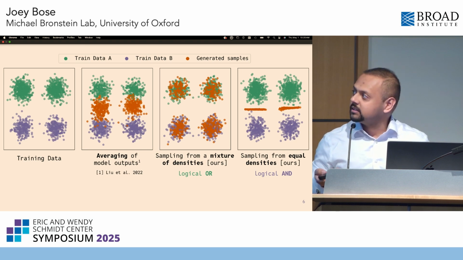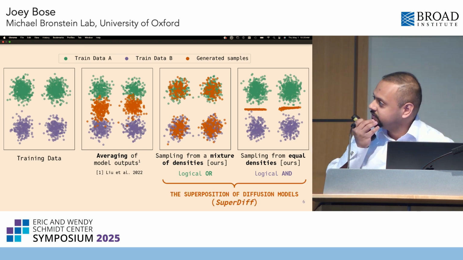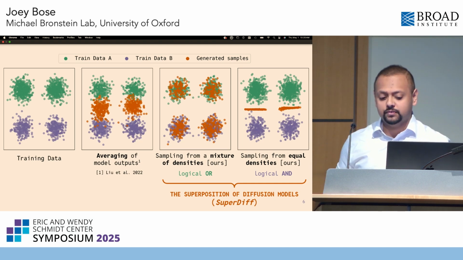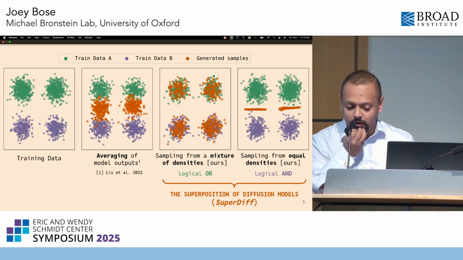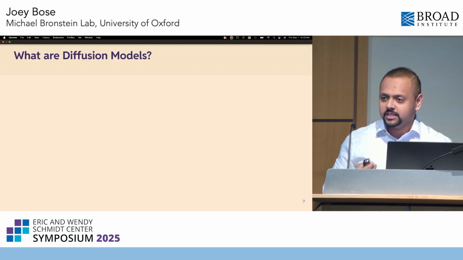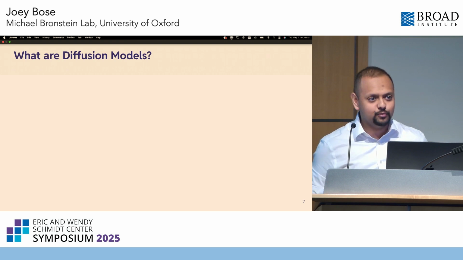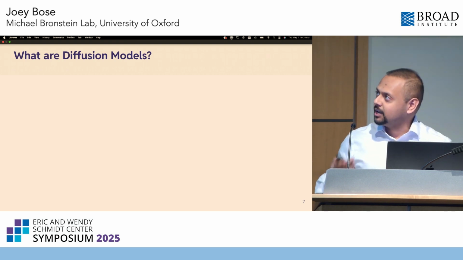So how do we build these logical OR and AND operations from existing models? This is going to be the focus of this talk, which is going to be the superposition of diffusion models. And we're going to introduce an algorithm called SuperDiff that allows us to do this. So to understand how to do this from first principles, we need to get a shared understanding of what a diffusion model is. I'm sure many of you in the audience already know this, but it's good to recap a little bit.